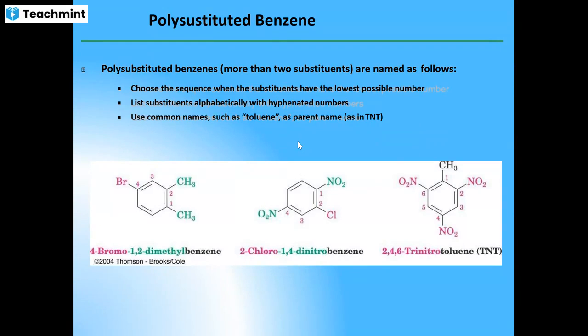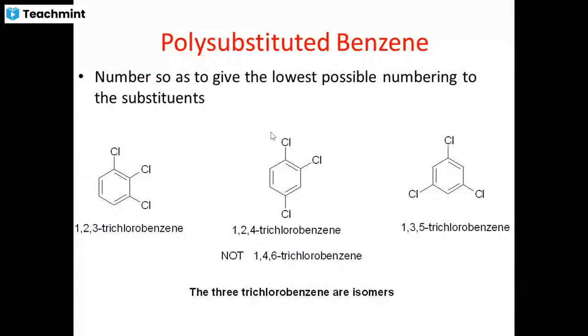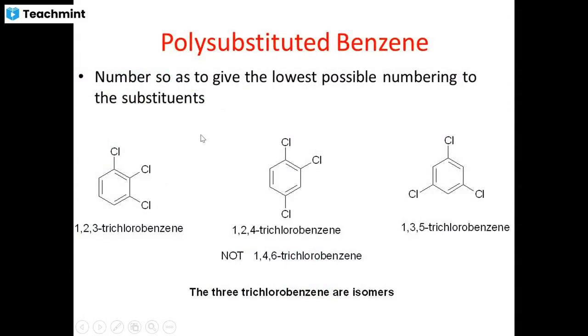What does hyphenated number mean? Suppose 6-nitro, like that, as well as 2-chloro. The position of that particular substituent on the parent compound must be mentioned carefully. In this way we can give names to benzene derivatives: polysubstituted, monosubstituted, disubstituted benzene compounds. Here in this case, some compounds are given. So how do we give names to these compounds?